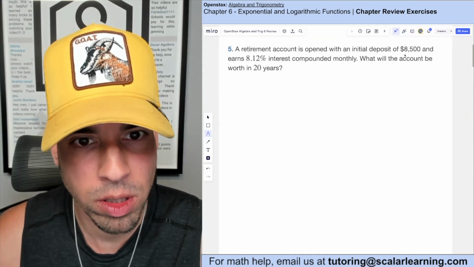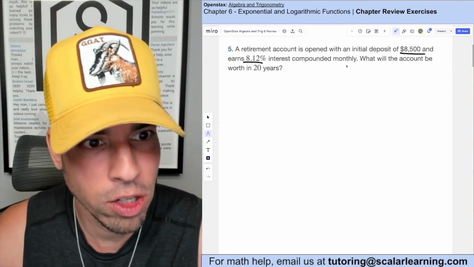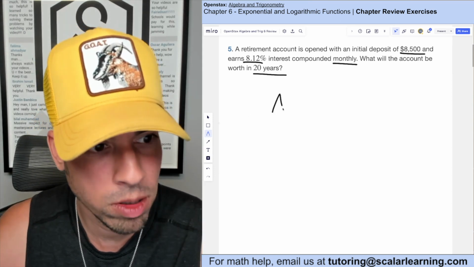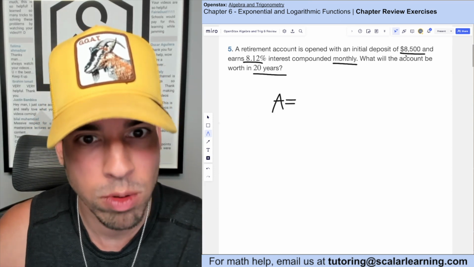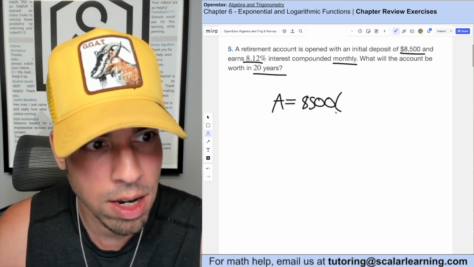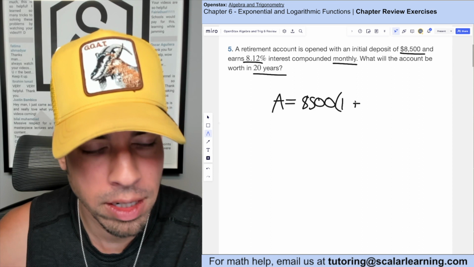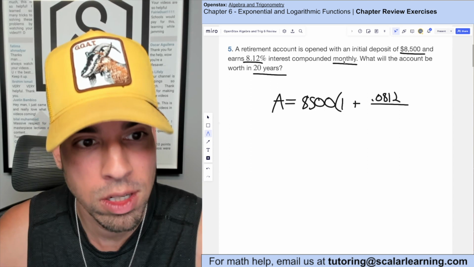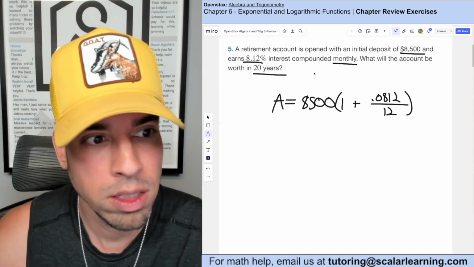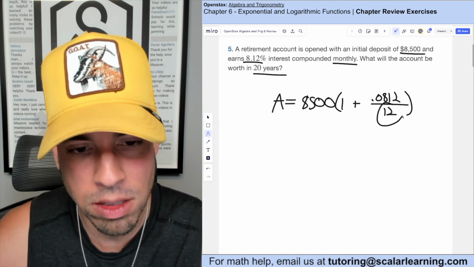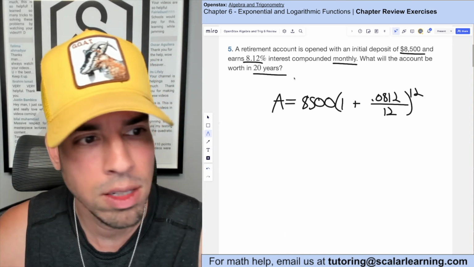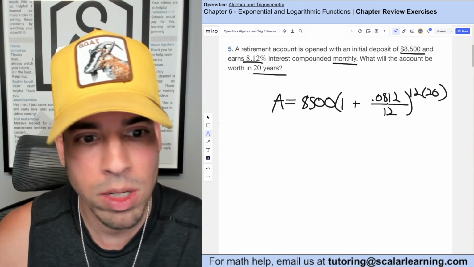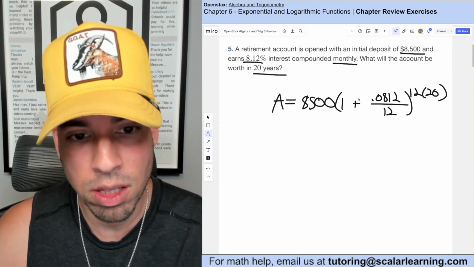A retirement account is opened with an initial deposit of $8,500 and this amount of interest compounded monthly. What will the account be worth in 20 years? So let's get our compound interest formula. So it's A equals my principal, which is the initial deposit, $8,500, times 1 plus the interest in decimal format, which is 0.0812, over the number of times we're compounding per year, which is monthly, that's 12 times per year. And then to the nt power, n is the number of times we're compounding per year, which is 12. And then t represents years. But in this case, they tell us that that's 20. So now we got this great equation that we can plug and chug in the calculator. So let's do that now.